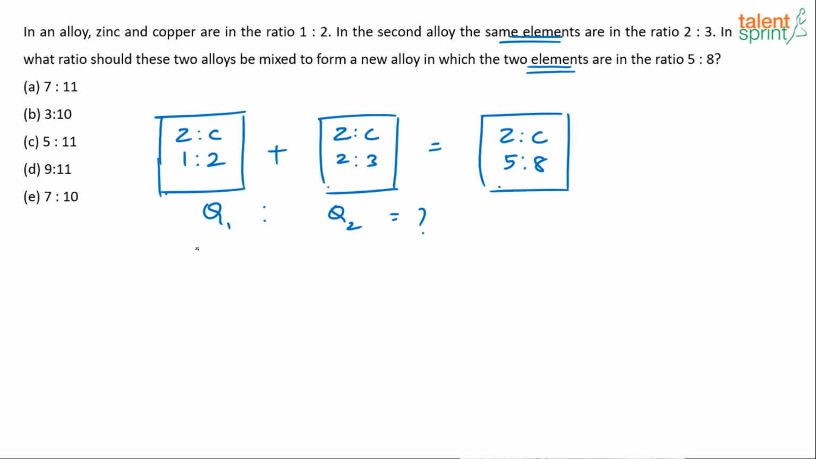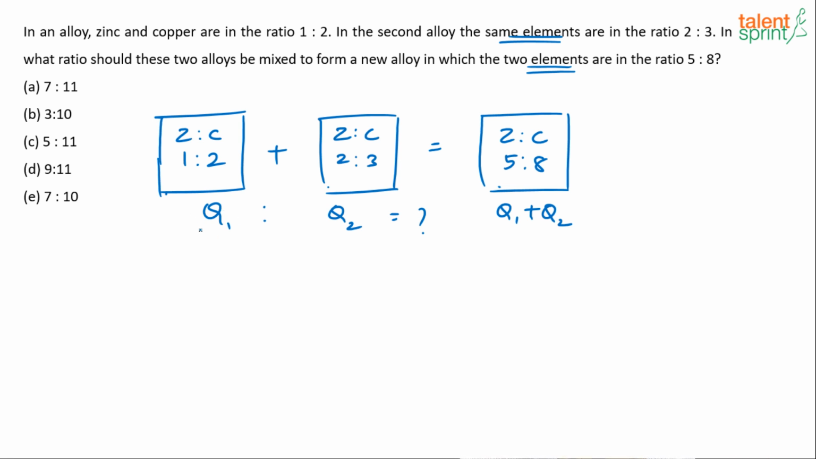For example, let's assume this quantity is Q1, this quantity is Q2. So what will be the total quantity? Q1 plus Q2. You getting it? We have taken quantity Q1 for type 1, quantity Q2 for type 2. The overall quantity is going to be Q1 plus Q2. Now all you can do is write an equation balancing the quantity of zinc.